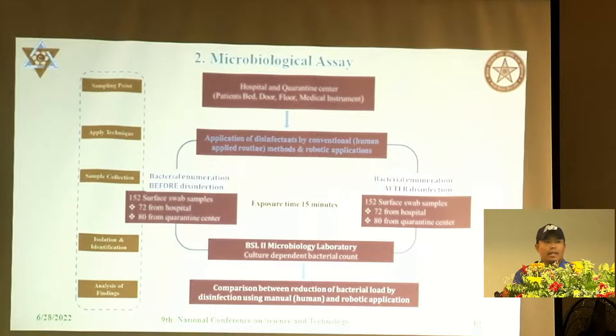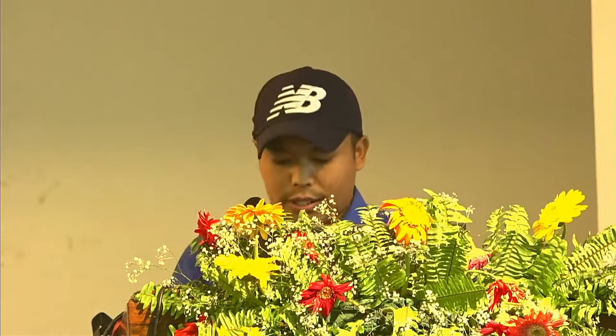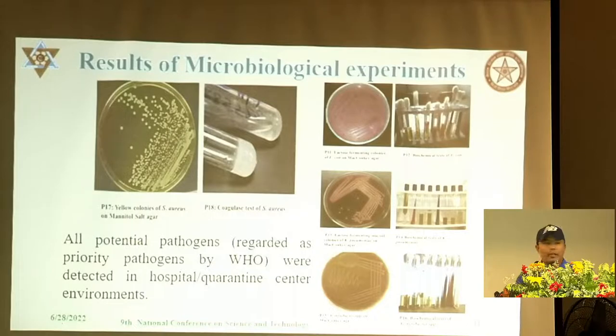This is the microbial assay methodological part. We collected samples from four different sampling sites in the hospital: the patient bed, door handle, floor, and different medical instruments. After collection, we transported the samples to the Central Department of Microbiology for microbial assay, enumeration, and identification of bacteria within the biosafety laboratory. After getting the results, we compared which is the best method for applying this application.